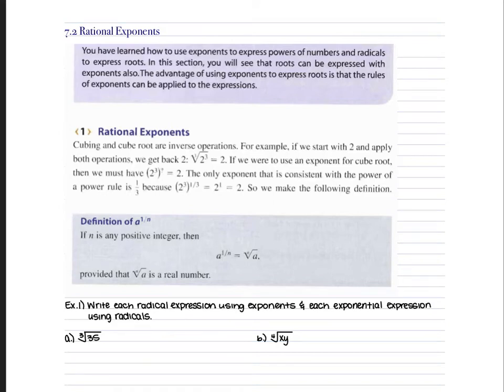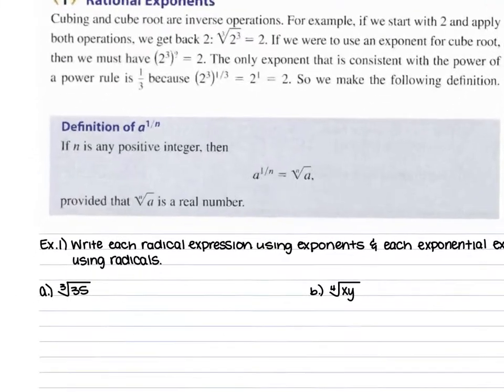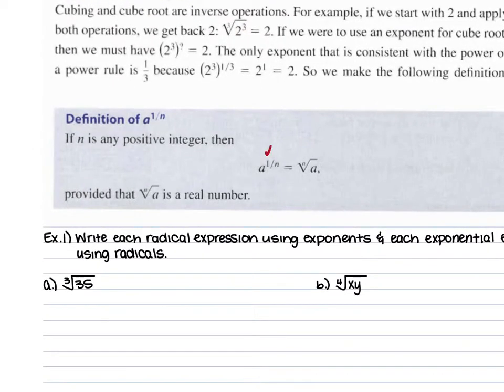7.2 goes over rational exponents. Rational exponents are just fractions as exponents, or powers that are fractions. When you're working with these fractions as your powers, your numerator is going to be your power that stays on the term that it's attached to, and your denominator is your index. So your index goes on the radical and is attached to the radical.